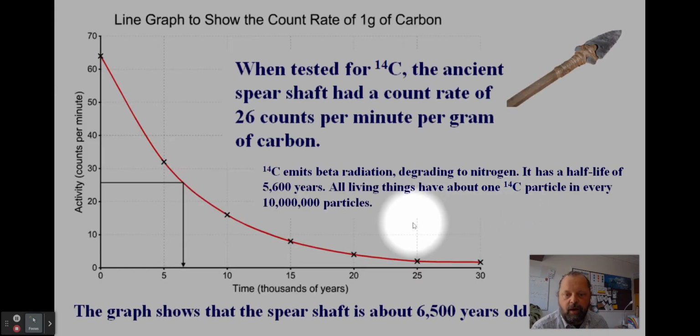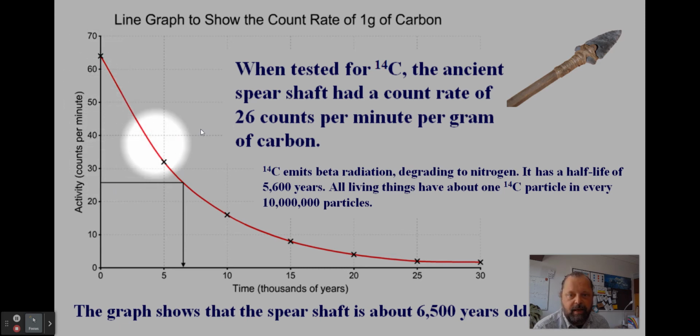Now we can use half-life for things like dating archaeological finds. One thing that we can use for dating is carbon-14. All living things, or things that were once alive, have carbon in them, and by comparing the count rate of the carbon in an ancient wooden spear shaft that's been dug up with the decay curve for 1 gram of carbon from a modern piece of wood, you can estimate the age.